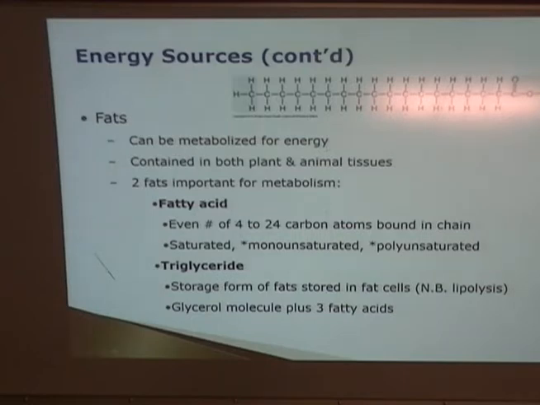And when we look at fats, they're going to have an even number of these carbon atoms that I'm interested in, okay? And they can be saturated, monounsaturated, or polyunsaturated. Those are our 3 types of fats. Right? When we store them, they're stored in fat cells, in adipocytes, also in the muscle tissue, right? And a triglyceride is a glycerol plus 3 fatty acids.